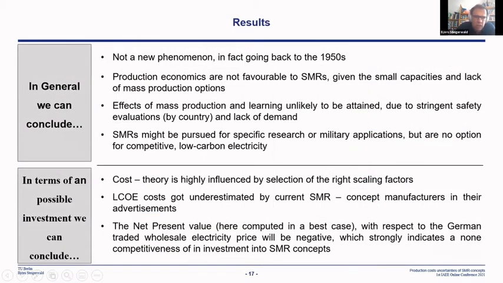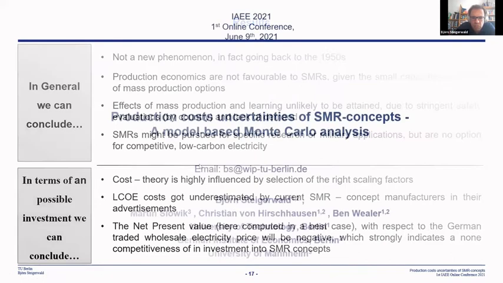So our results there, it's not new. It's been there since 1950. Production economics are not favorable to SMRs because we only have 3 concepts online, and those 3 concepts exploded in terms of the costs there, and there's no fabrication already online there. So we received a negative NPV. We received even higher LCOEs than advertised, which should be so. So at the end, since we received a net present value which is deeply negative, there's no competitiveness of an investment into SMRs, we can conclude. So thanks a lot.